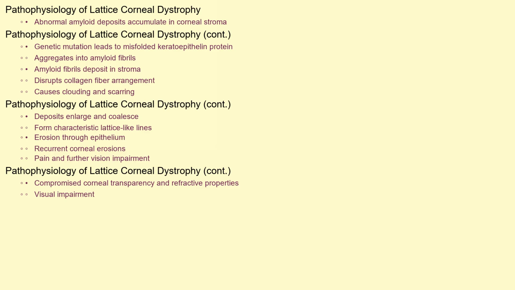Pathophysiology: the pathophysiology of lattice corneal dystrophy centers around the accumulation of abnormal amyloid deposits within the corneal stroma. The abnormal keratoepithelin protein, produced due to the genetic mutation, misfolds and aggregates, forming amyloid fibrils. These amyloid fibrils deposit in the stroma, which is the thickest layer of the cornea. These deposits disrupt the smooth, regular arrangement of the collagen fibers in the stroma, causing clouding and scarring. Over time, these deposits enlarge and coalesce, forming the characteristic lattice-like lines that give the disease its name.